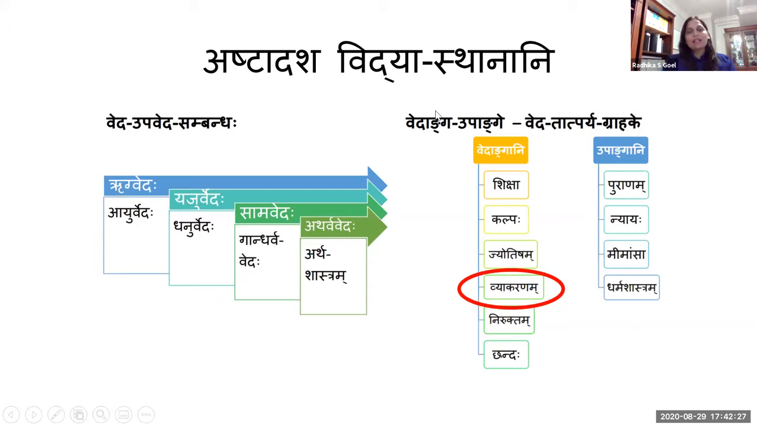So here is what the whole classification or the structure is like. We have the first level, all knowledge, which is the level of Vedas. We have four Vedas: Rig Veda, Yajur Veda, Sama Veda, and Atharva Veda. This forms the topmost layer from which all the knowledge branches off.